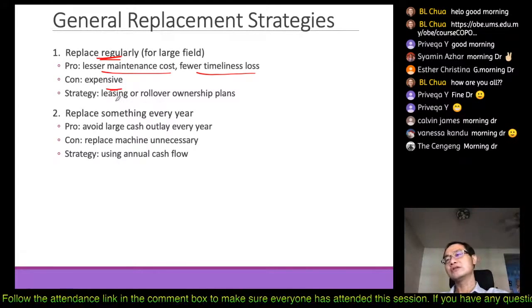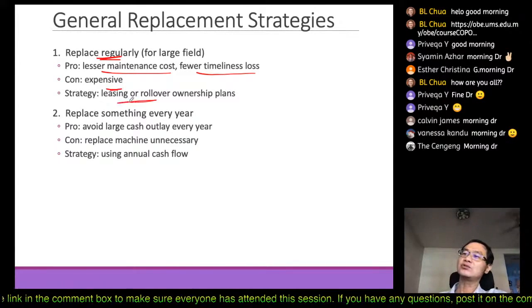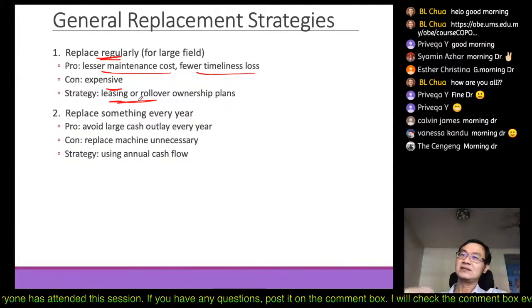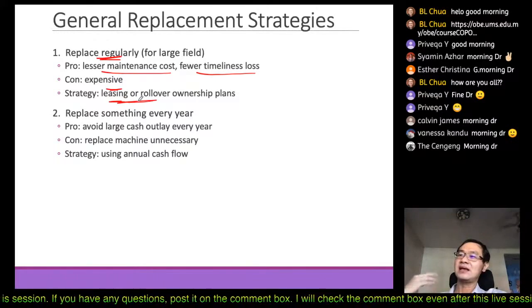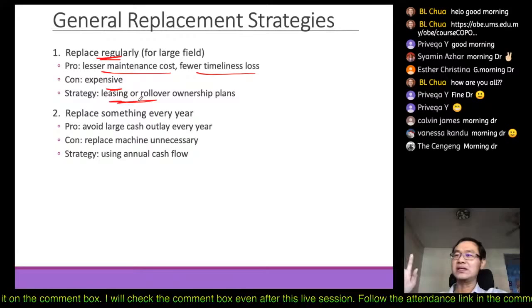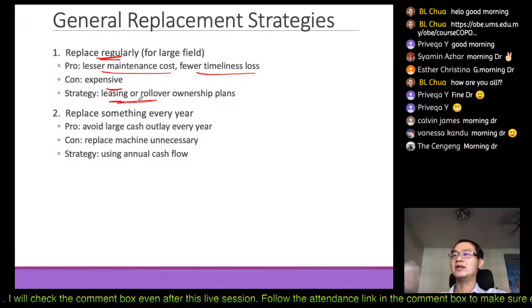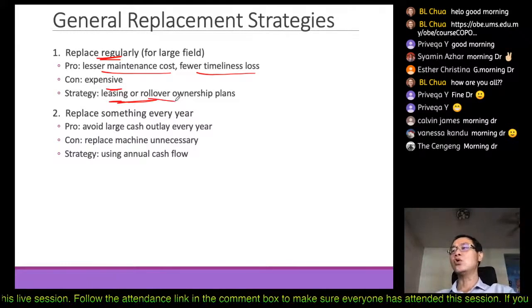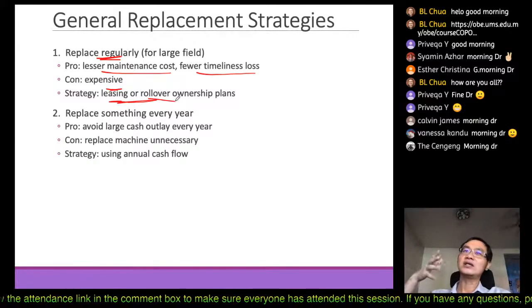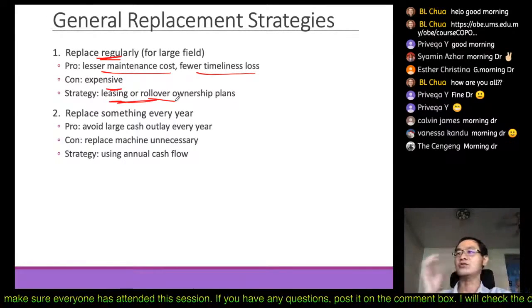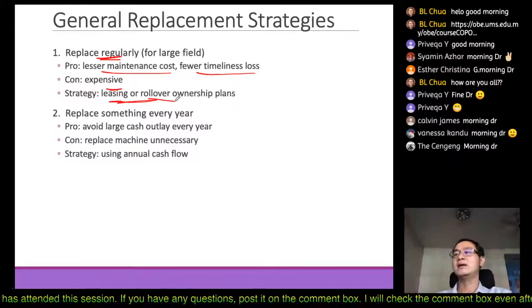So if you want to do this, either you do it like a leasing type. You just lease it, like renting it, and then after 2 years you release it, you don't want to rent it anymore. So this is one of the strategies. Or another is the rollover ownership plan, meaning after 2 years you will have your own client to supply to. This is the rollover ownership plan.